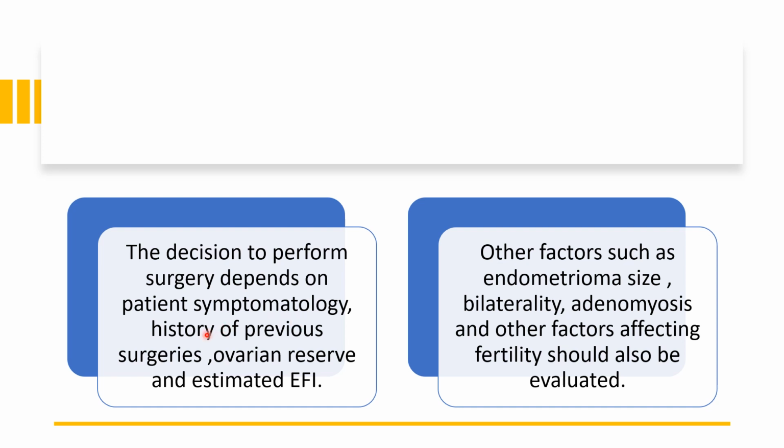What are the symptoms? Has she had any previous surgeries? What is her ovarian reserve? This you can calculate by testing her follicle stimulating hormone and anti-Mullerian hormone, and her estimated endometriosis fertility index. Other factors such as endometrioma size, bilateral endometriosis, adenomyosis, and other factors affecting fertility should also be evaluated. These other factors include the male factor or any family history of infertility. All of these things should be evaluated before performing a surgery on a patient with endometriosis.